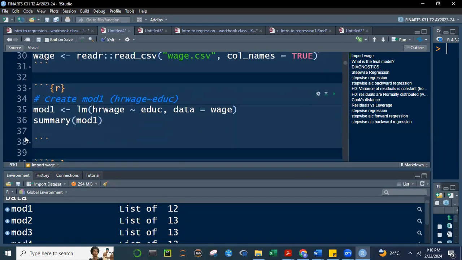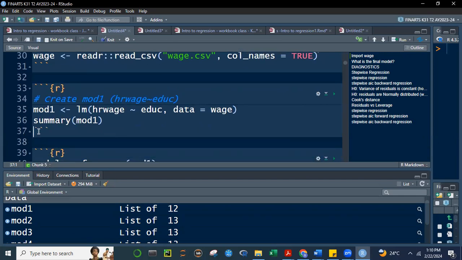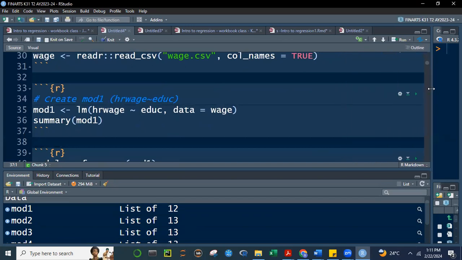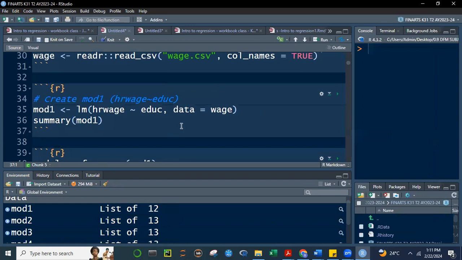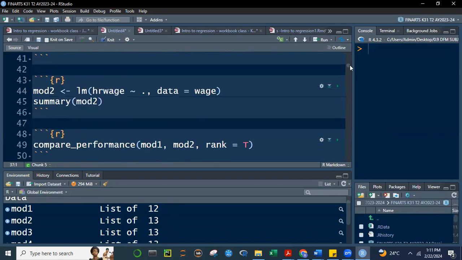And then we already did the preliminary steps. We said that the first model that we created is a simple linear regression: hourly wage regressed on education. The reason why we're using education as the first simple linear regression predictor is because education has the highest correlation with hourly wage. So we did this before, okay?